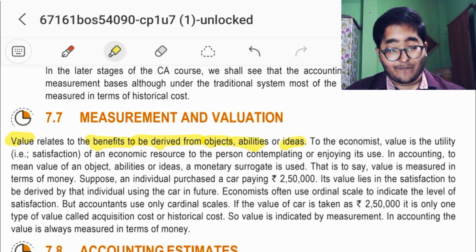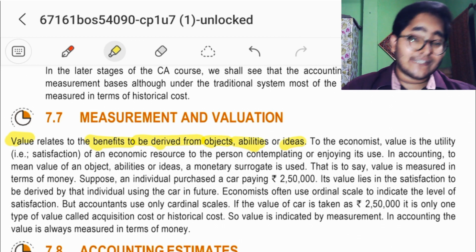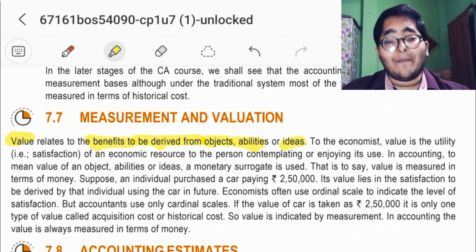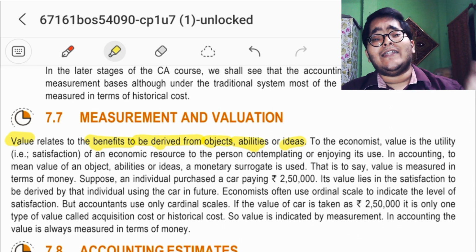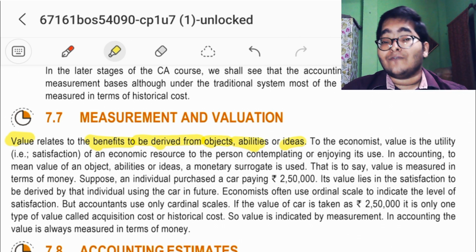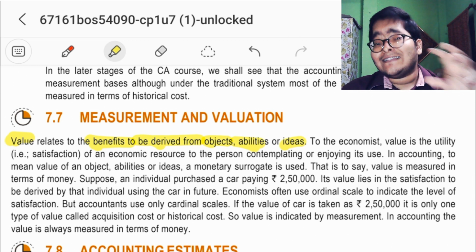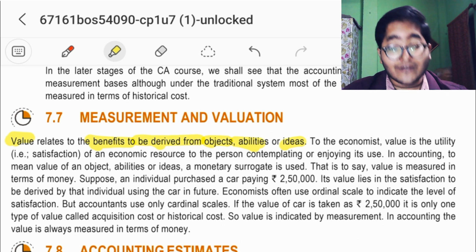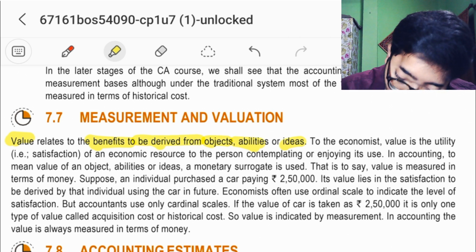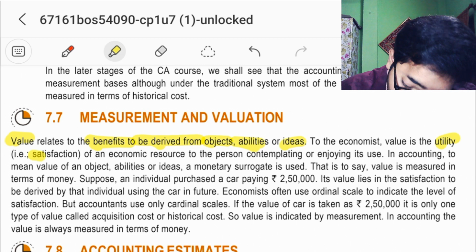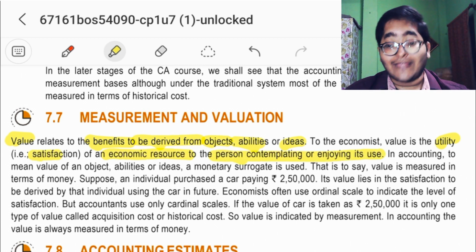एक एक चीज का, एक आइटम का, एक एबिलिटी का, एक ऑब्जेक्ट का या फिर एक आइडिया का जितना भी बेनिफिट डिराइव किया जा सकता है या फिर उसको यूज करके जितना भी और यूटिलिटी सेटिस्फैक्शन या फिर यूटिलिटी हम लोग डिराइव कर सकते हैं, उसे ही हम लोग वैल्यू कहते हैं. So what is, as per economics or economists, the utility or satisfaction of an economic resource that a person compensating or enjoying it can get.